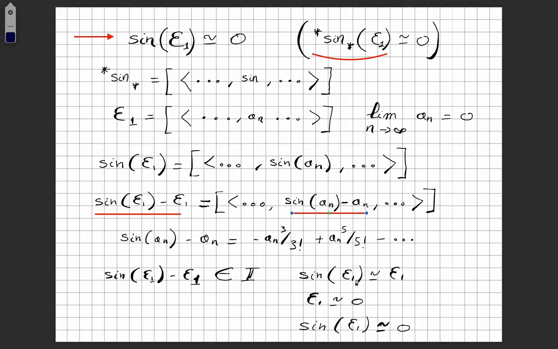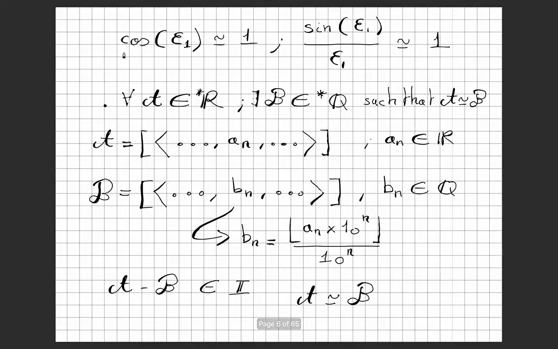And so sine epsilon 1 is equivalent to epsilon 1. But we also know that epsilon 1 is equivalent to 0, which means it's infinitely close to 0. And so by the property of transitivity of equivalence relations, I deduce that sine of epsilon 1 is infinitely close to 0, which answers the question here. You can do the same kind of proof by considering the following: cosine of epsilon 1 equivalent to 1, or sine epsilon 1 over epsilon 1 is equivalent to 1.